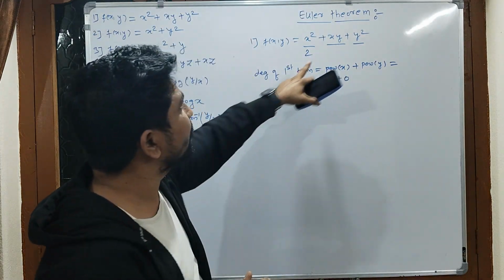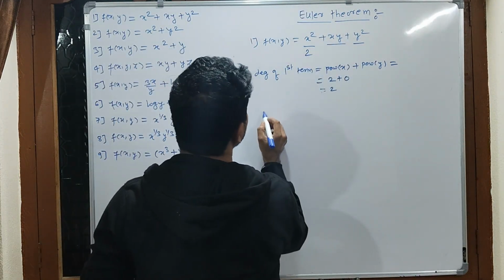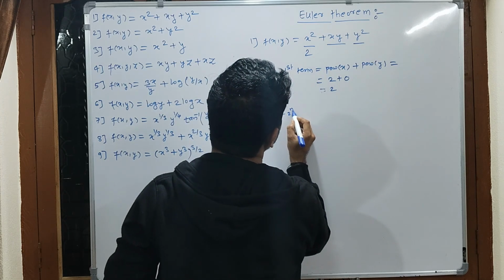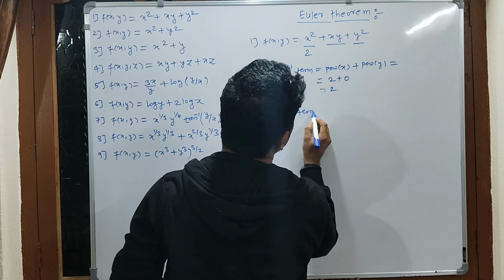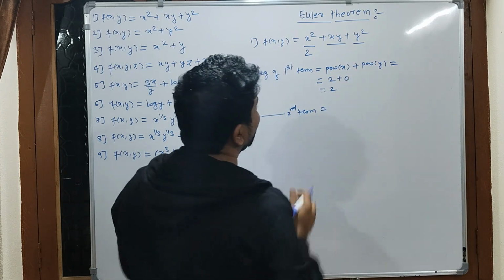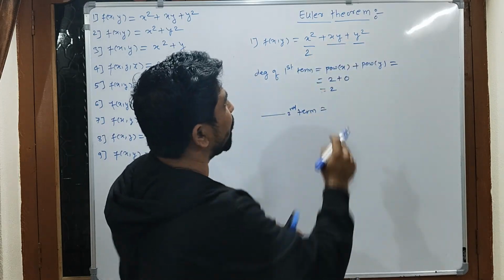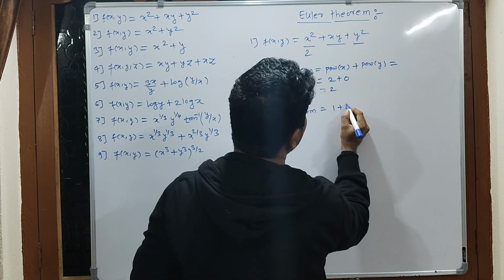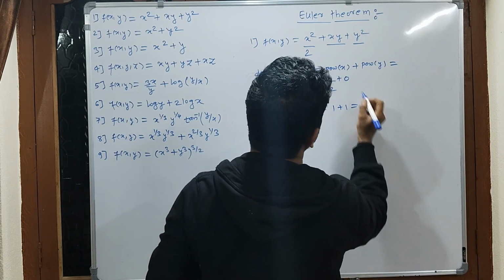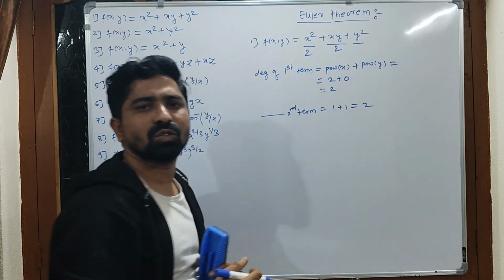Now in the same way, find the degree of the second term. Again it is the power of x plus the power of y. This is x into y. The power of x is 1 plus the power of y is 1, which is equal to 2. So the degree of my second term is also 2.